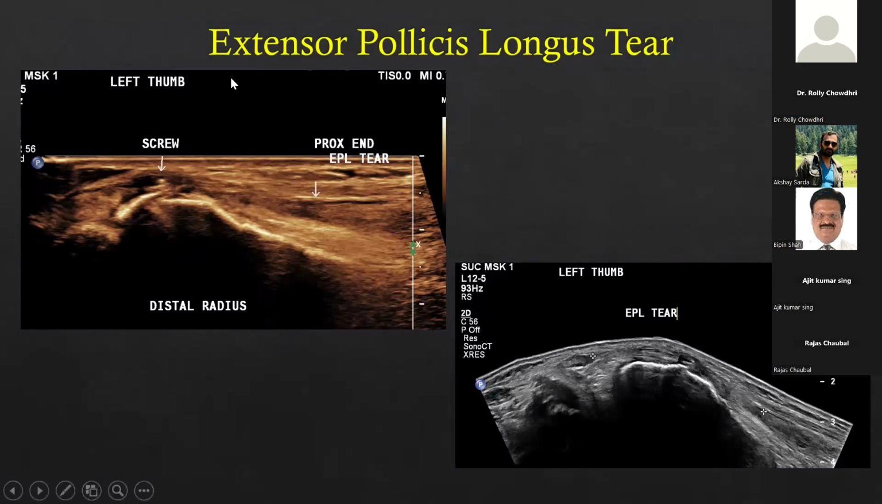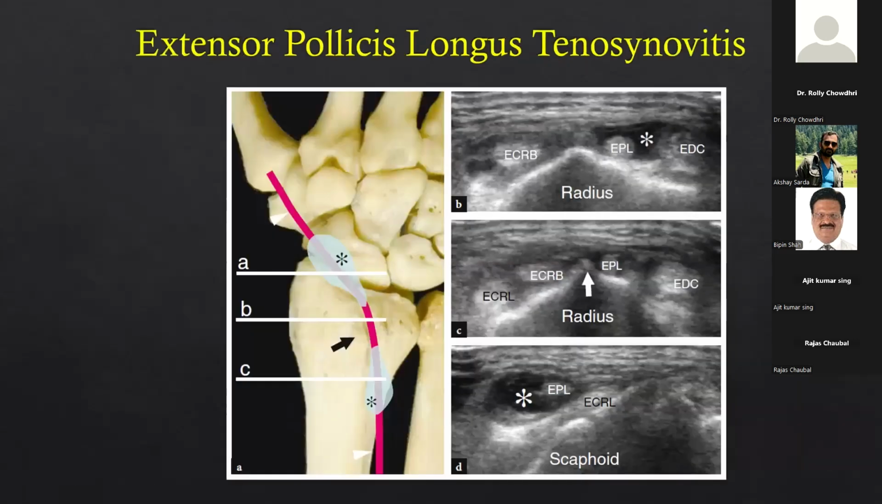So whenever you have a history of surgery, you have a screw or post-operative material, and because of repeated microtrauma, there is an attrition tear of the extensor pollicis. So these patients usually come with inability to extend the thumb. There is no pain, but the pathology is on the same side. You can have a long tear of extensor pollicis longus. This is the long tear, and it's because of the screw.